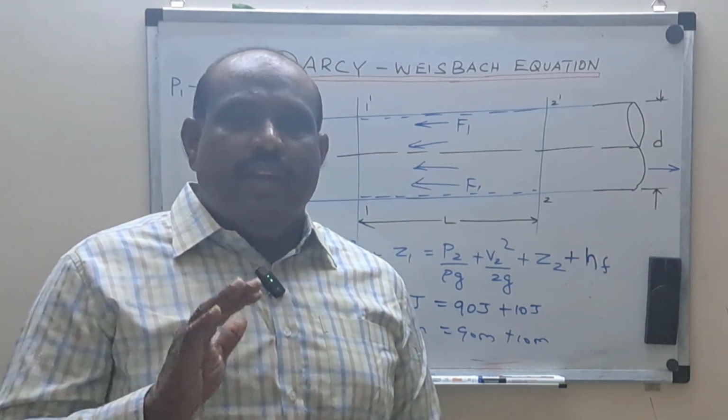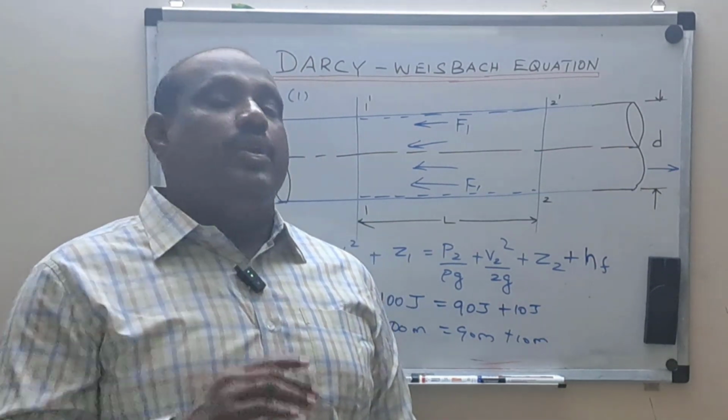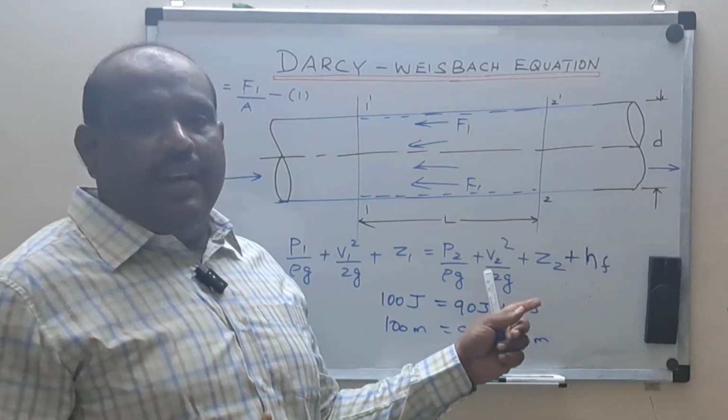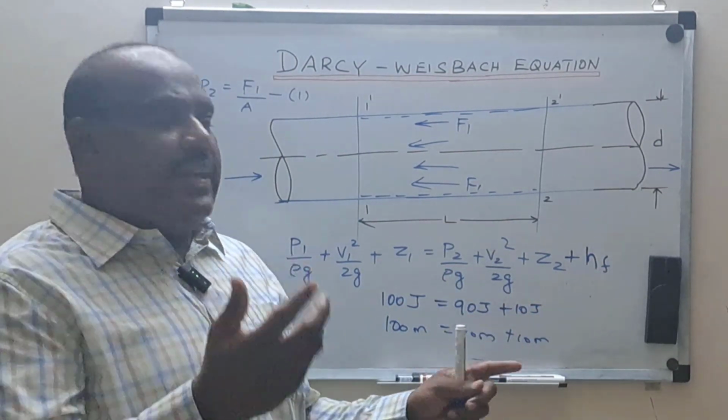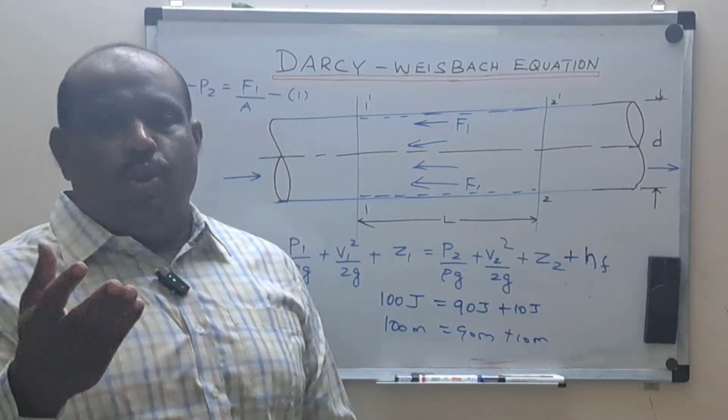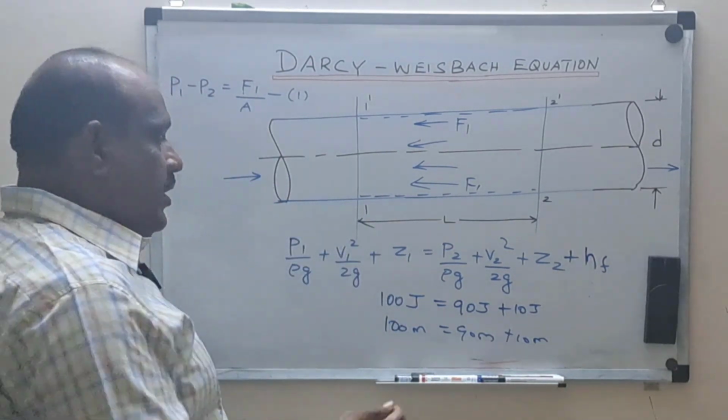This point should be very well known to you. So this value will not be equal to 100 or the energy at 1. Some other energy is also there. That energy is nothing but the loss of head due to friction. I hope you got it. Let us proceed further.